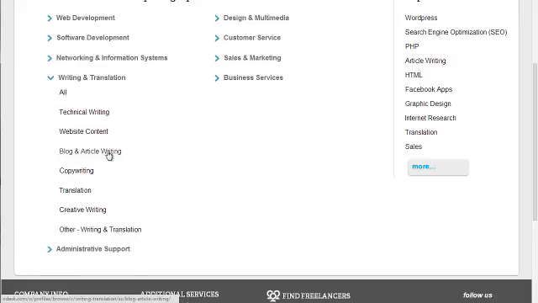Because there are different types of people in these different areas. Like creative writing, you find somebody who is creative. A person that writes technical articles may not necessarily be creative, and vice versa.